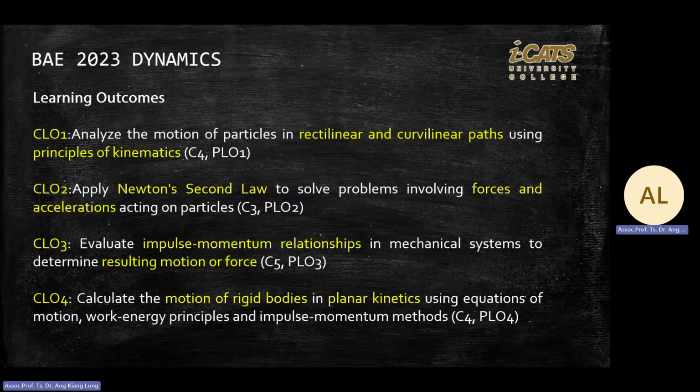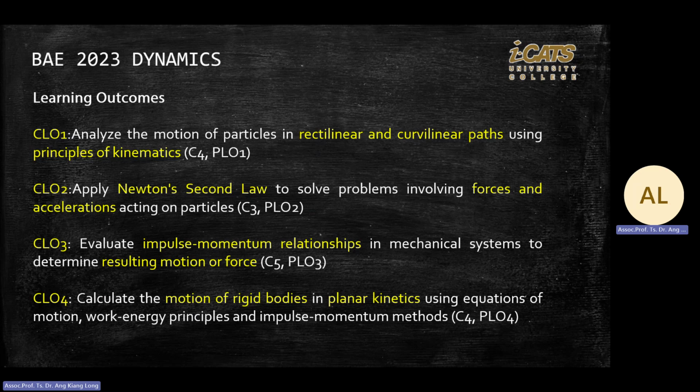Okay, there are 4 CLOs, which is important. This is how we design the test questions for your final exam and also your midterm, test 1 and test 2. First, we'll ask you to use the equation of motion to analyze rectilinear motion or collinear motion. Second one will be using Newton's second law, F equal to ma, to solve the problem. CLO3 is what we focus on today. We'll focus on impulse and momentum, right? By deriving from F equal to ma also. So today we'll focus on CLO3.